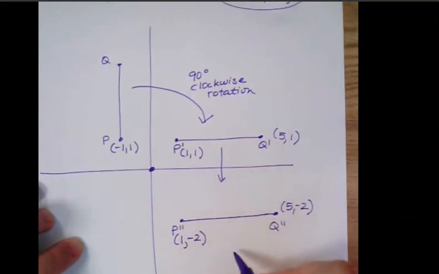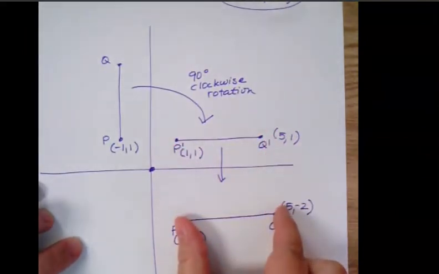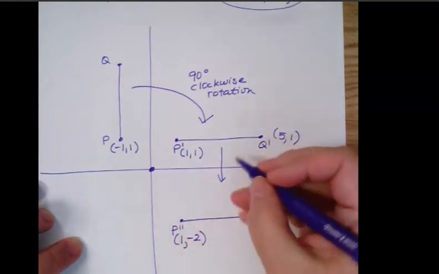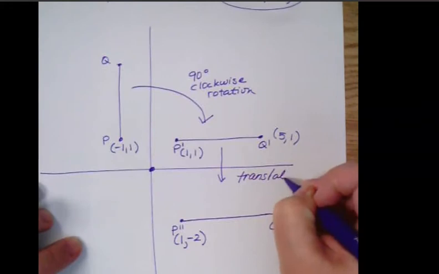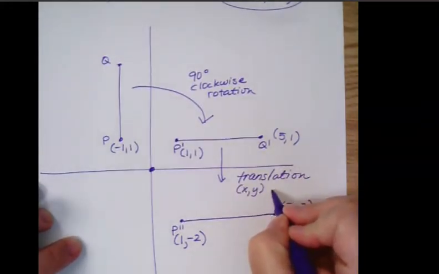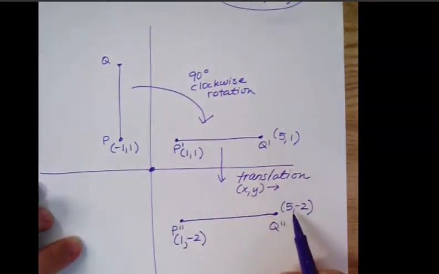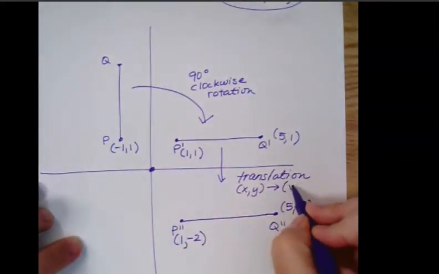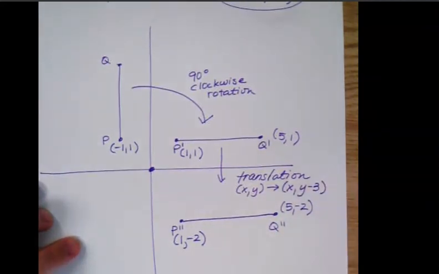So that fits, but we have to think about what this is. If you're just sliding it down and it's not turning or flipping over anything, remember that's a translation. So this is a translation. And the rule for this translation tells me the x values are staying the same. The 1 and the 5 stay the same, but the y is decreasing by 3. That's the same thing as saying it's been moved down 3.